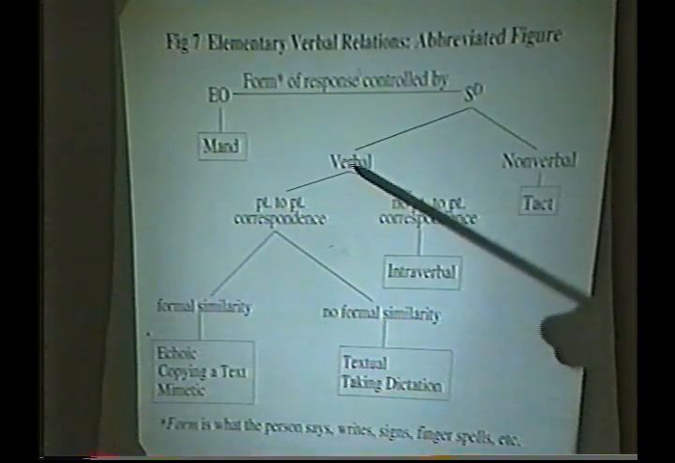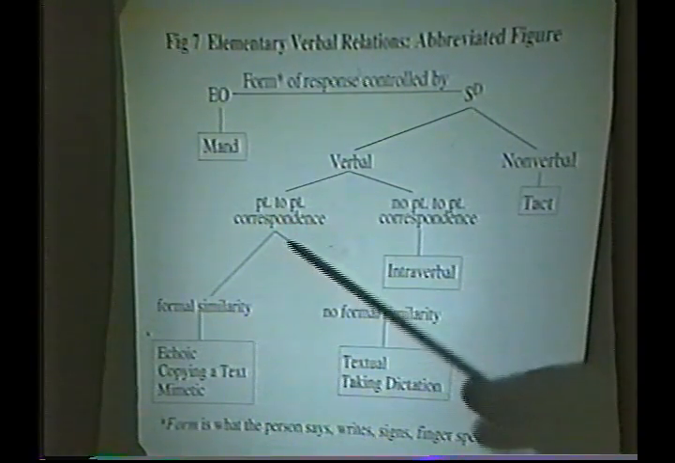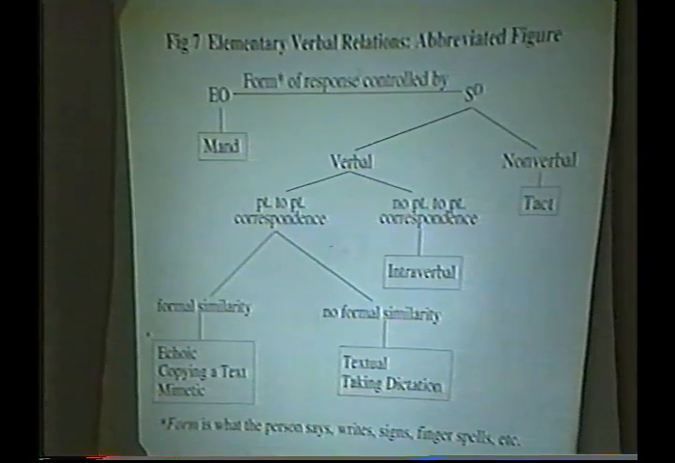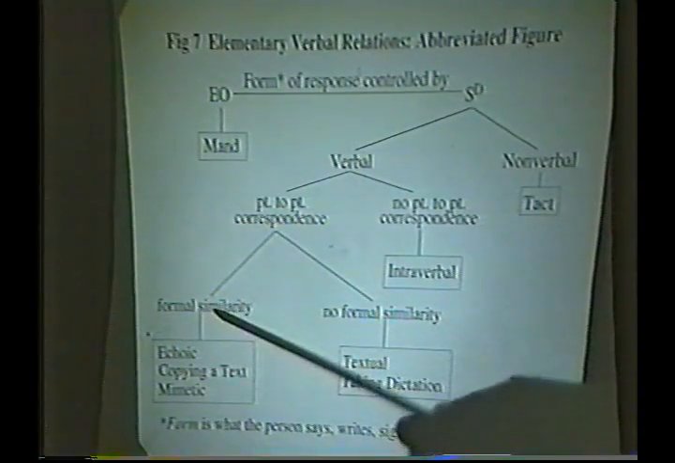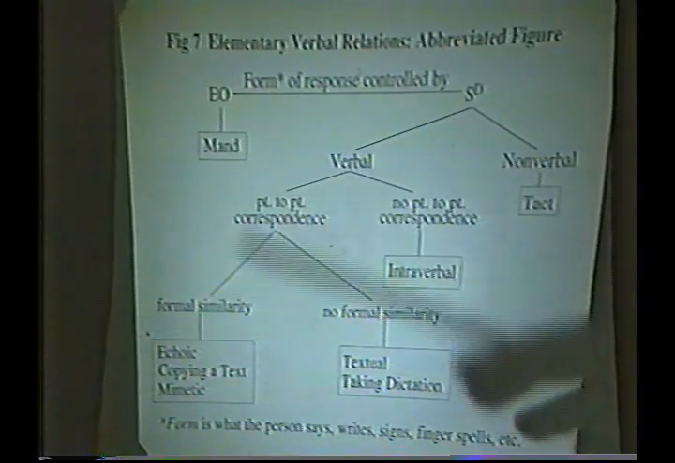If it's controlled by a verbal stimulus, then we have to decide whether there is point-to-point correspondence between stimulus and response, and I'll go into that in great detail, or whether there's not. If there's no point-to-point correspondence, the behavior is called intraverbal. If there is, we have to make a further distinction whether there's formal similarity between stimulus and response product or not.